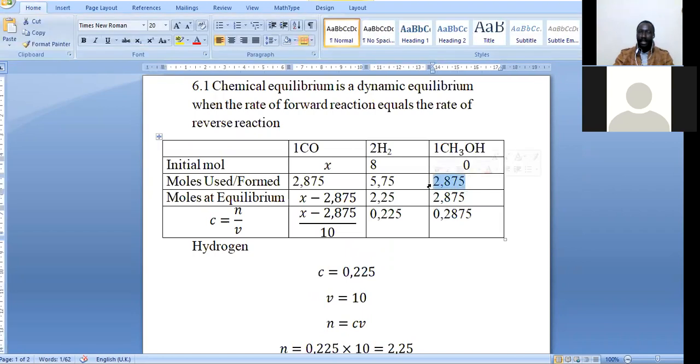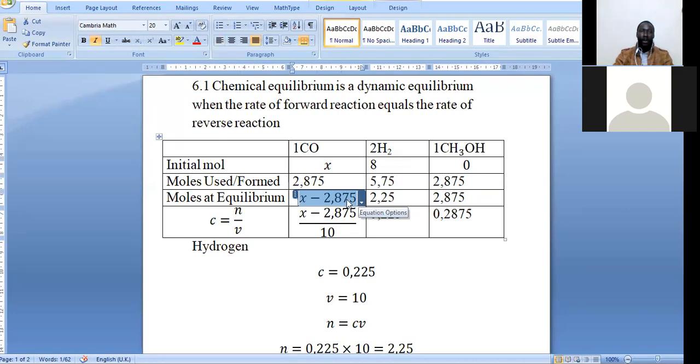Then after that, at equilibrium, this is what we have. The number of moles of methanol does not change, it stays the same. Then what are we dealing with now? This one here is the value that we have. Initially we had X, this is what was used. So what do we have now? We have X minus what was used. That is what we have right now, at equilibrium.